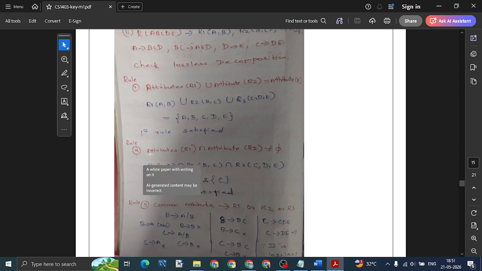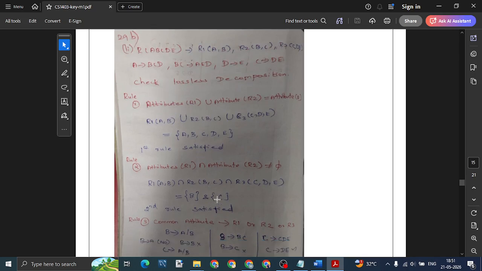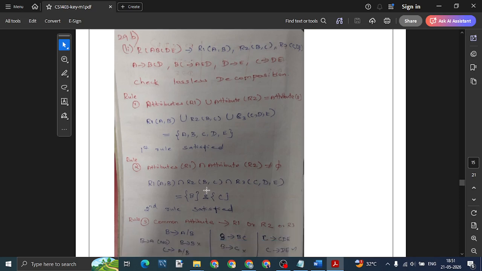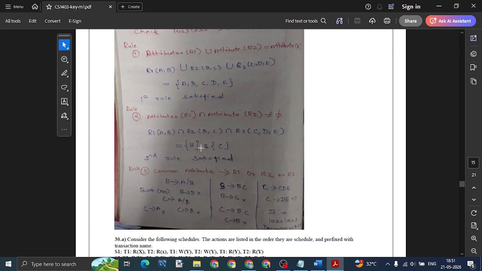What about my second rule? The attributes of R1 intersected with the attributes of R2. The attributes of R1 are A, B. The attributes of R2 are B, C. And the attributes of R3 are C, D and E. So it is having the common attributes B and C, right? So the second rule is also satisfied since it is not null.